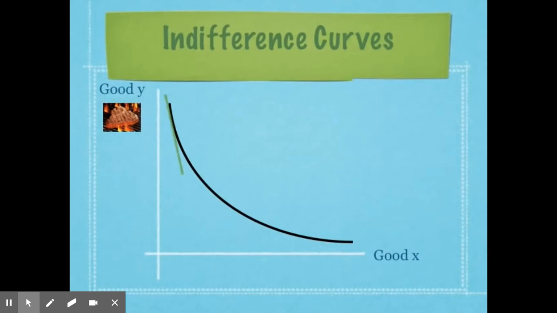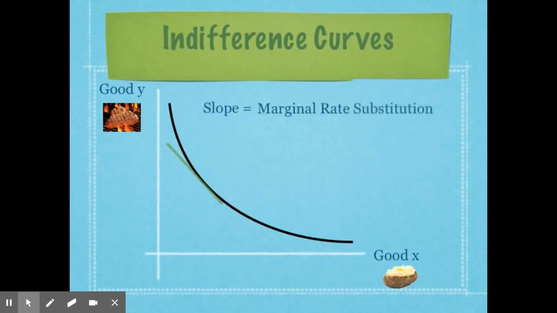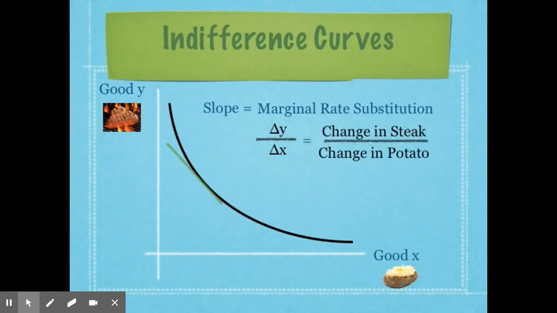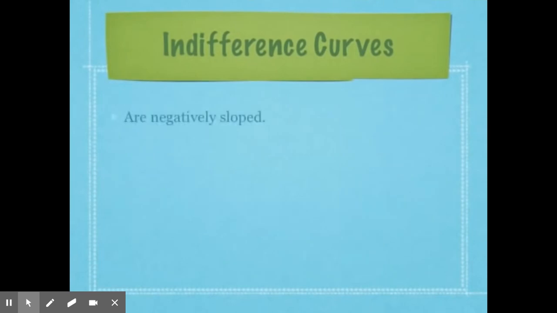So again, on good y, we have steak, and good x is potato, and we look at slopes of lines. And that's what measures the trade. Slope we call the marginal rate of substitution. It's the change in product y divided by the change in product x, which is the slope of the line. In this case, it's the change in quantity consumed of steak divided by the change in quantity consumed of potato. Indifference curves are negatively sloped. Shows your relationship trade between two goods, in this case x and y, steak and potatoes.